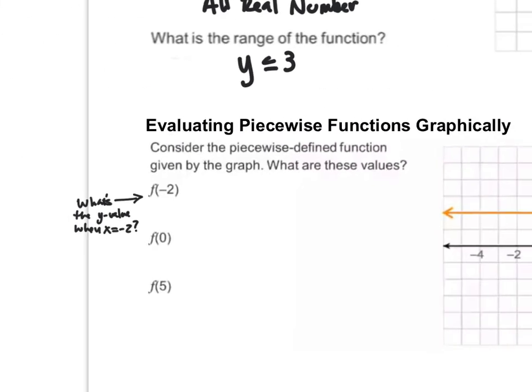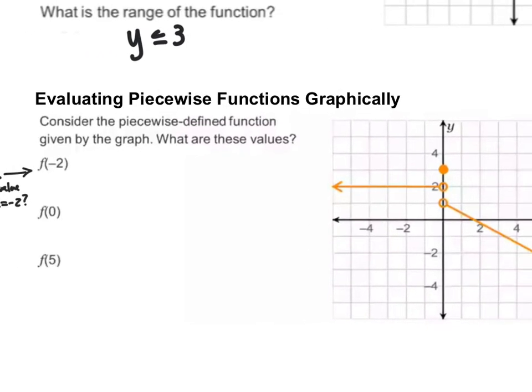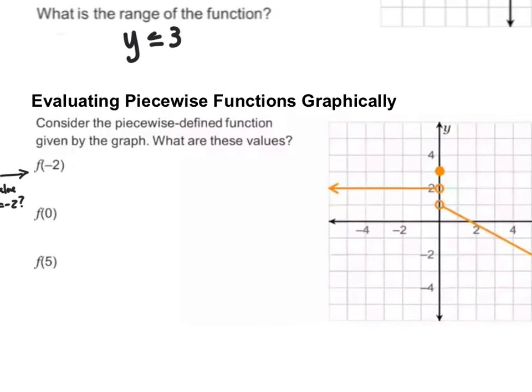But we have different graphs over here. Okay, we have this horizontal line here for negative x values. When x is 0, we have a value of 3. And then we have this line when x is positive. Okay, so if I'm finding f of negative 2, I'm finding negative 2 here on my x, and then I'm finding the corresponding y value, which is right here at 2. So f of negative 2 has a y value of positive 2, okay?